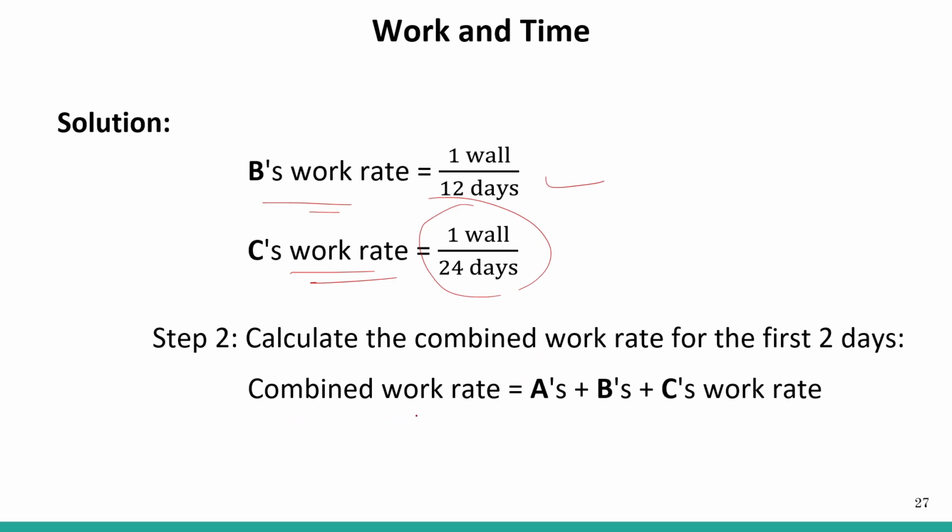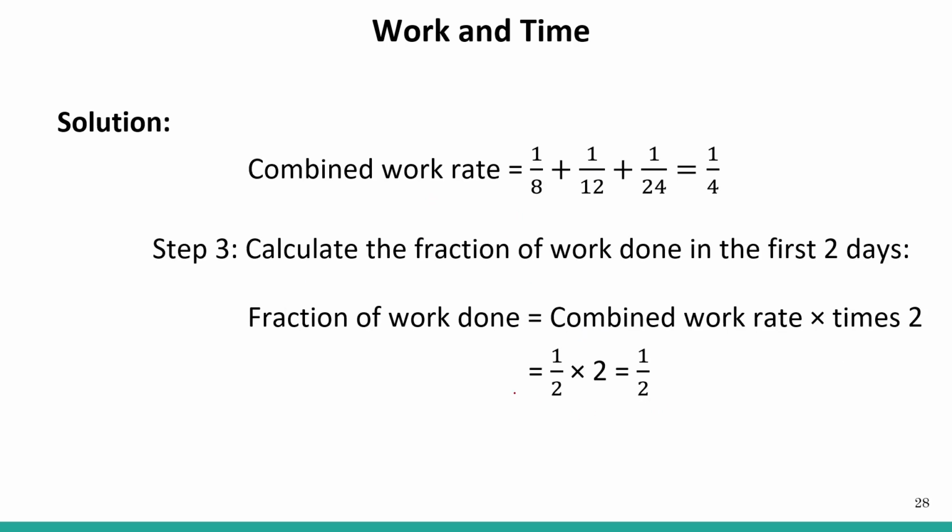So in step 2, what we do is we calculate their combined work rate. Okay, so combined work rate will be what? A's work rate plus B's work rate plus C's work rate. So combined work rate is nothing but 1 by 8 plus 1 by 12 plus 1 by 24, which is equal to 1 by 4.